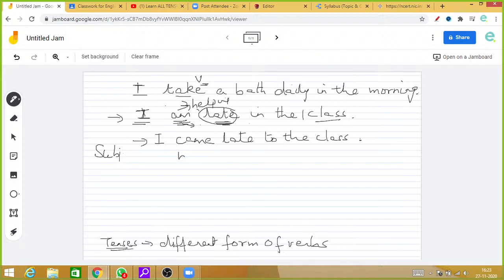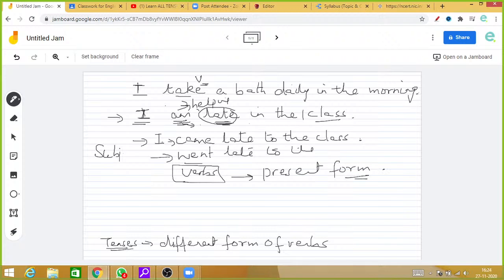Yeah, you could also say I went late to the class. But here, went and came are verbs. But are these the present form of verbs? No, they are past forms.